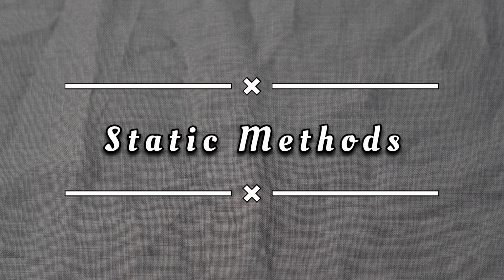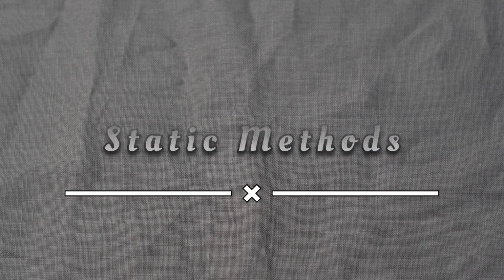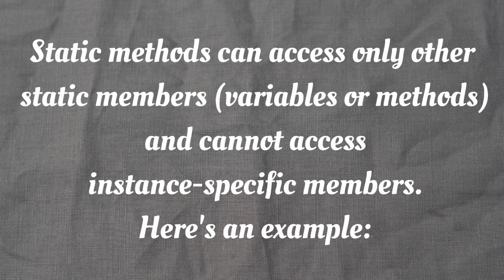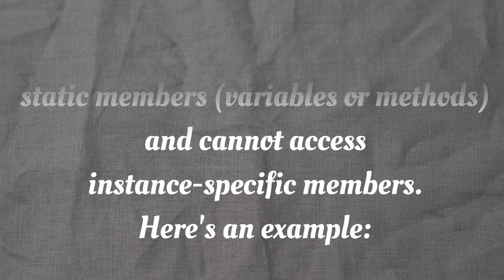Let's understand about static methods. When a method is declared as static, it can be invoked without creating an instance of the class. Static methods can access only other static members, variables or methods, and cannot access instance-specific members.